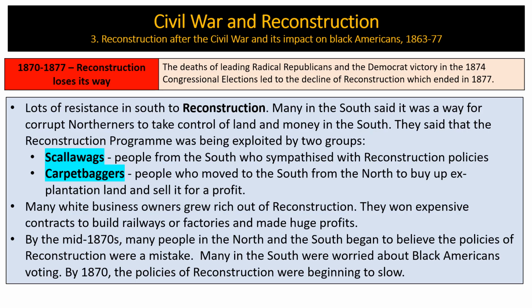Many white business owners grew rich out of Reconstruction. They won expensive contracts to build railways, factories, and make huge profits. And by the mid-1870s, many in the North and South began to believe the policies of Reconstruction were a mistake. Many in the South were worried about black Americans voting. By 1870, the policies of Reconstruction were beginning to slow.